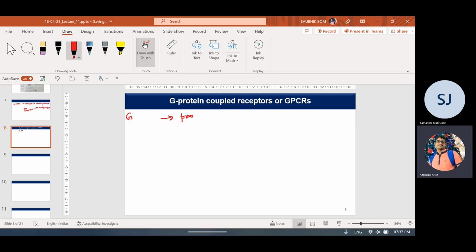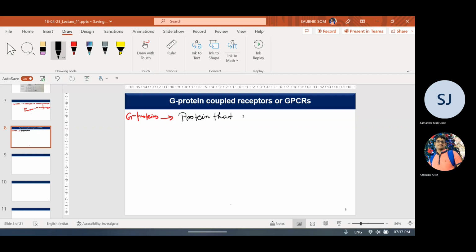What are G proteins? G proteins are proteins that are bound to guanosine triphosphate, or GTP. So these are known as the G proteins. What are GPCRs? GPCRs are the G protein coupled receptors.